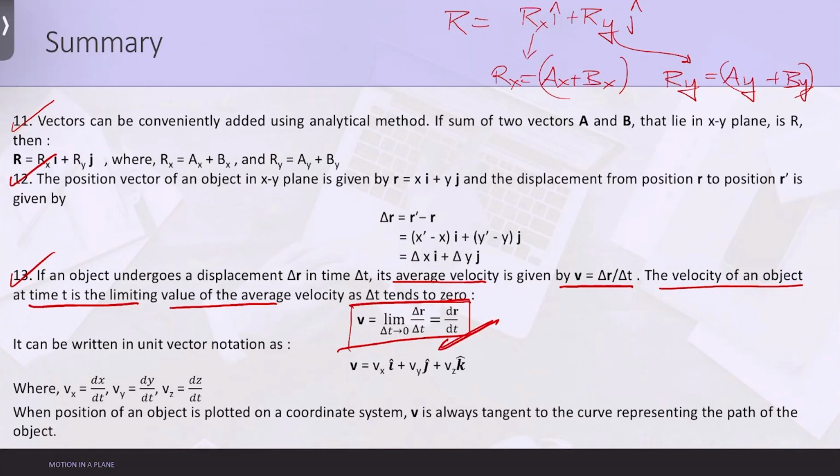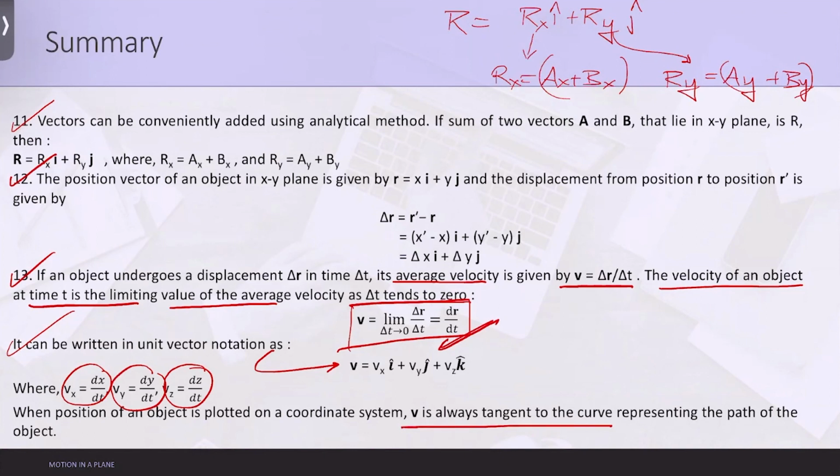Now in unit vector notation, how can it be written? We write it as v bar is equal to vx i cap plus vy j cap plus vz k cap, where vx is dx by dt, vy is dy by dt, and vz is dz by dt. When the position of an object is plotted on a coordinate system, v bar is always tangent to the curve representing the path of the object.